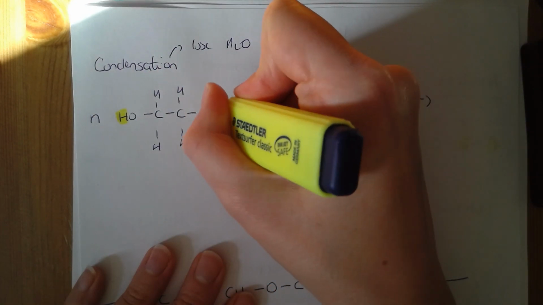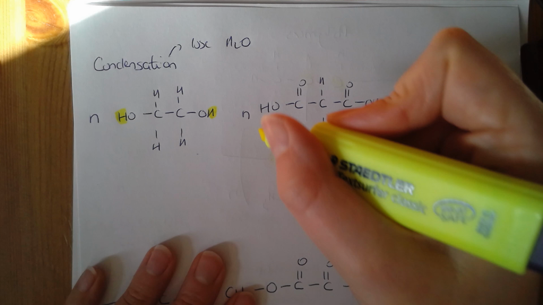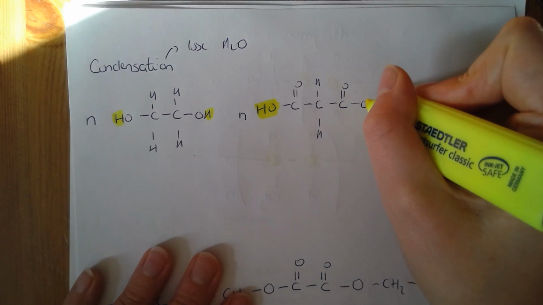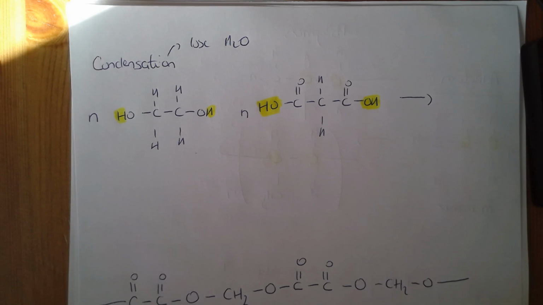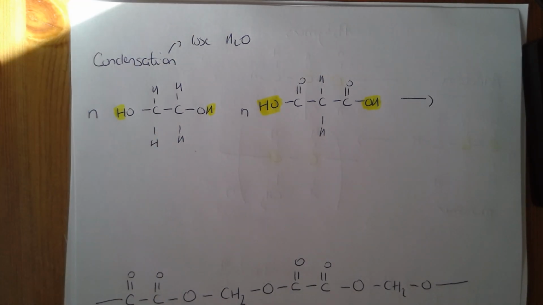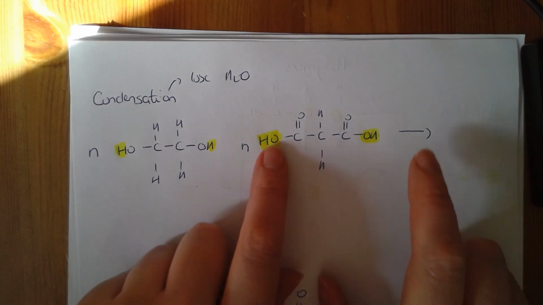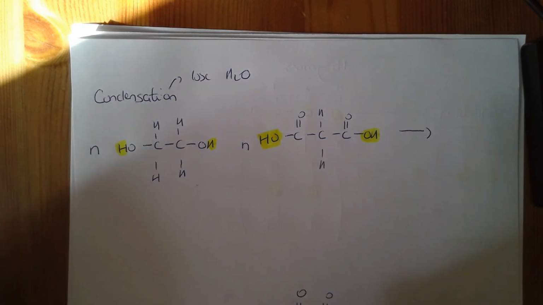This is also an alcohol, it loses an H. But where you've got a carboxylic acid, you're losing an OH. Just think of it as the carboxylic acid being the more complex functional group. It's got more to lose. So it loses the OH, the alcohol just loses the H.